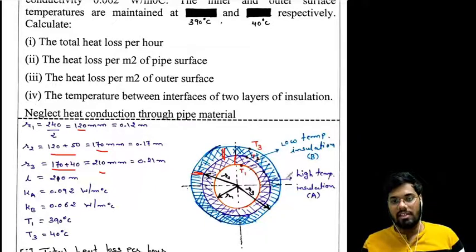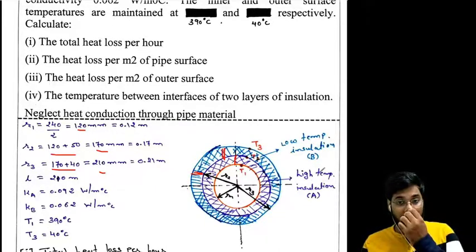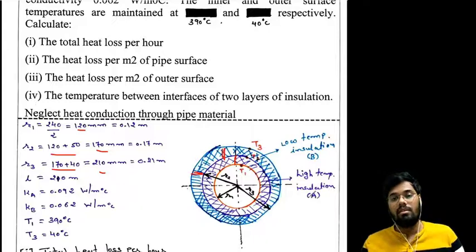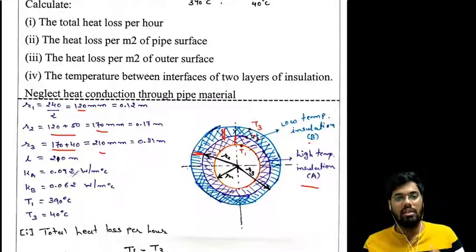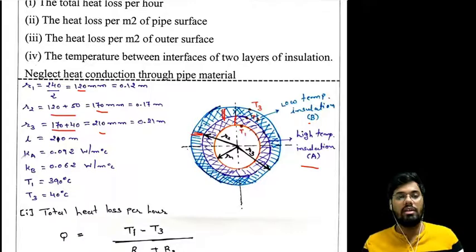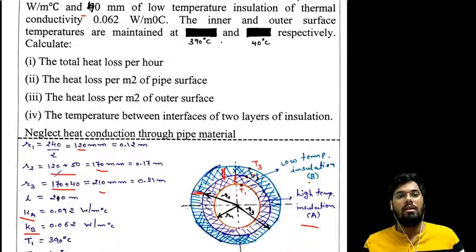So this first layer is a high temperature, high conductivity insulation. Let's take that layer as A. This is a low conductivity insulation. Let's take that layer as B. Both insulations' conductivities are already given in the question, so Ka and Kb are known to us.